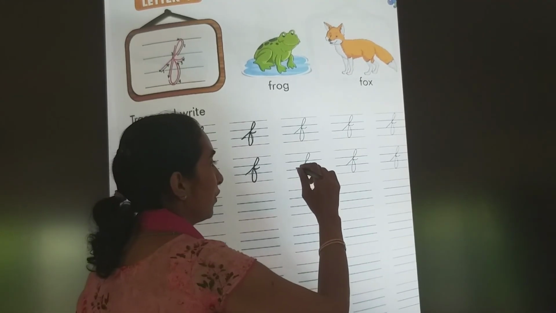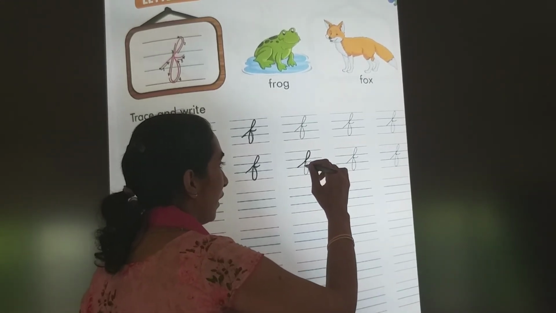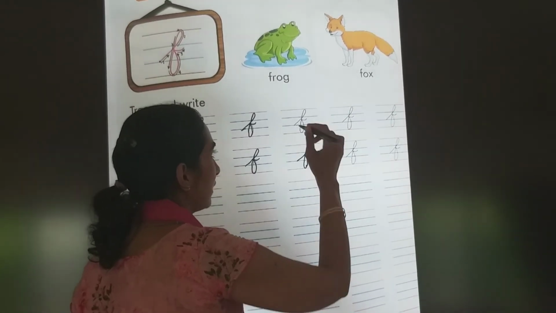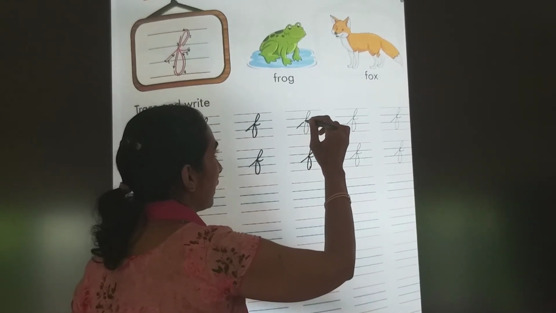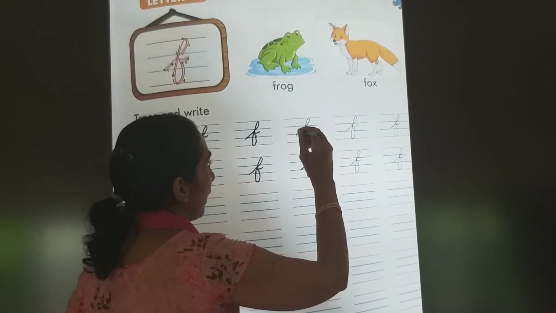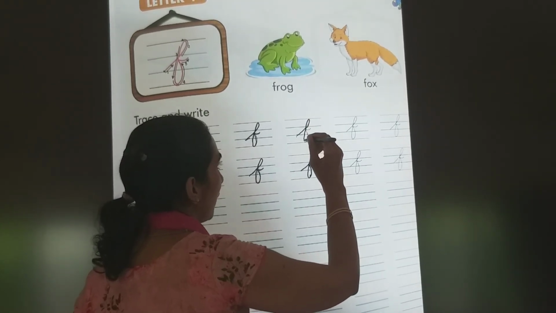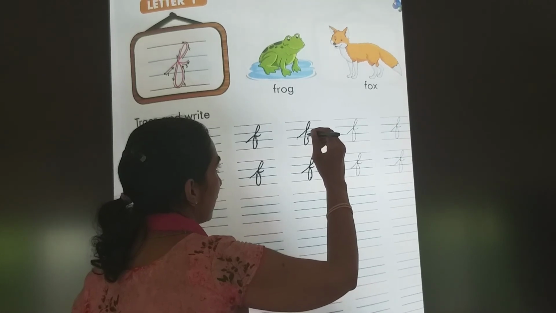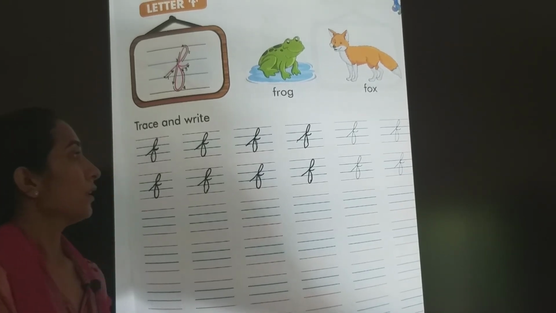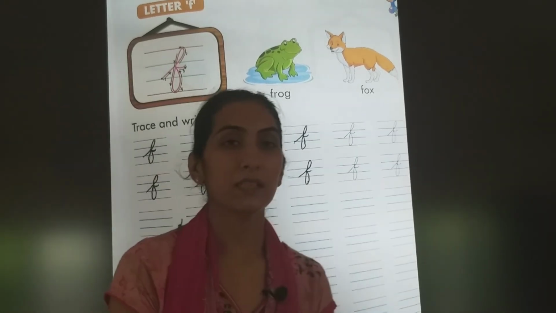F for fish. F for frog. Right, where will we start f from? From the second blue line to the red line, then go down to the second red line, out and a curve and out, right? This is f. So students, write these letters in your book.